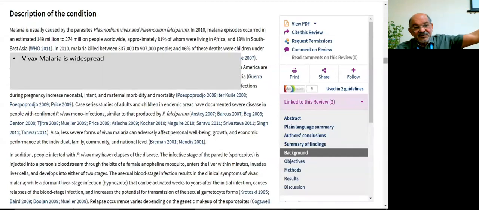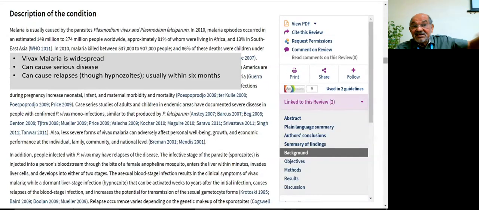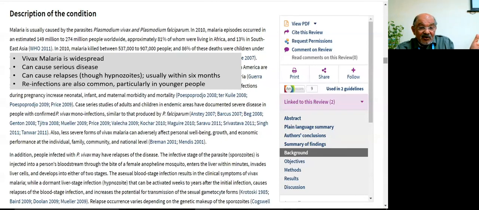What is the condition? So we describe how serious Vivax malaria now is. It used to be considered a mild form, but it can cause severe disease as well. And it can also cause relapses. Usually occurs within the first 6 months. Reinfections are common, especially in younger people, right?